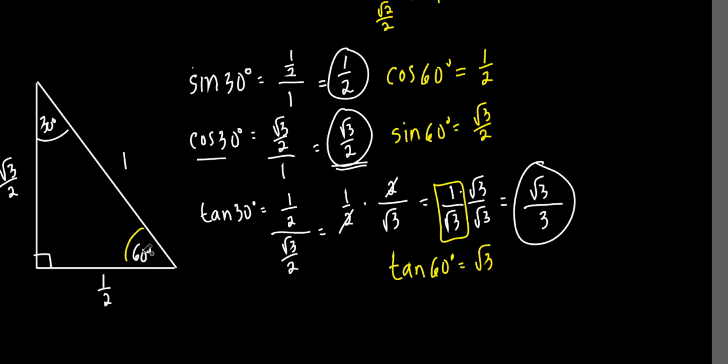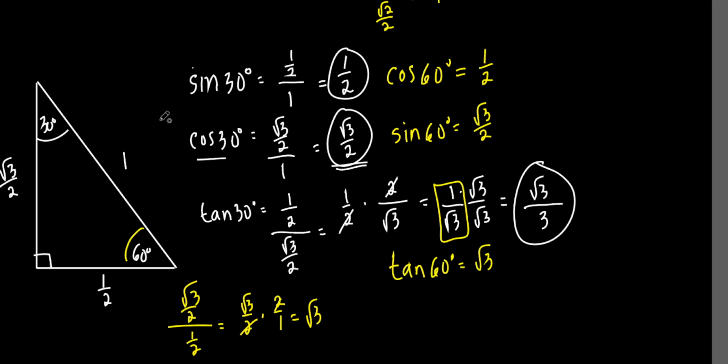Let's see if it is. The tangent of 60 is the opposite over the adjacent. So that would be the square root of 3 over 2 over 1/2. Let's see. Square root of 3 over 2 times what? 2 over 1. That cancels, that cancels. Look what we get. We get the square root of 3.